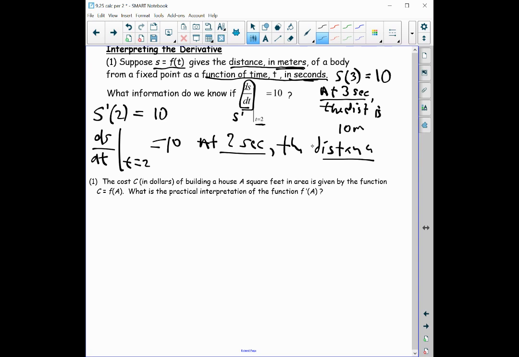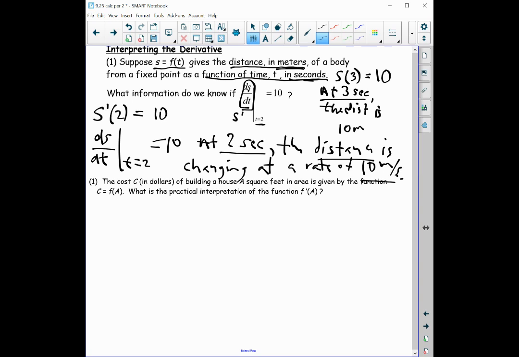because that's my function, is changing at a rate of 10. And this is important: if it's the rate of change, this is why Leibniz notation helps me. S is meters, t is seconds, so I know this has to be meters per second. So at 2 seconds, the distance is changing at a rate of 10 meters per second. There we go. That's our answer, and we have gotten full credit in interpreting the meaning.